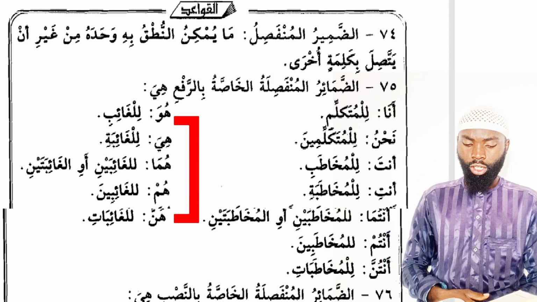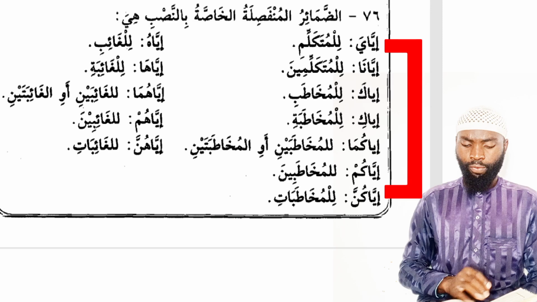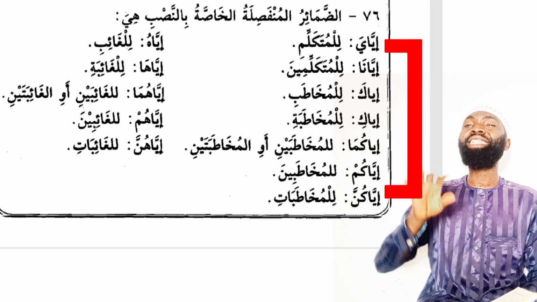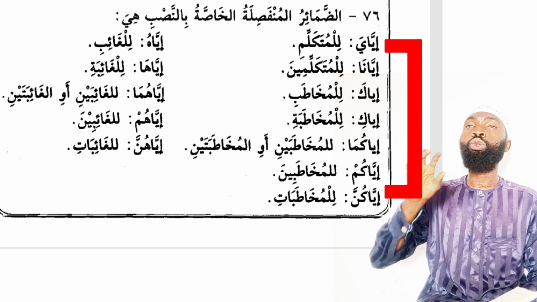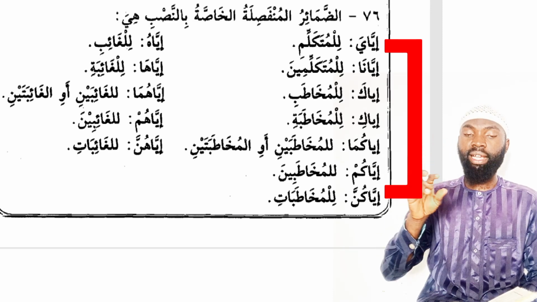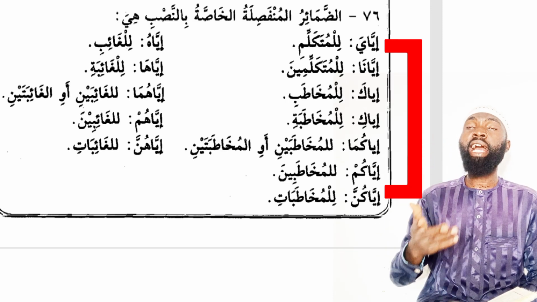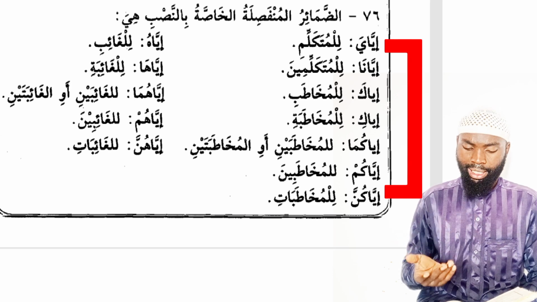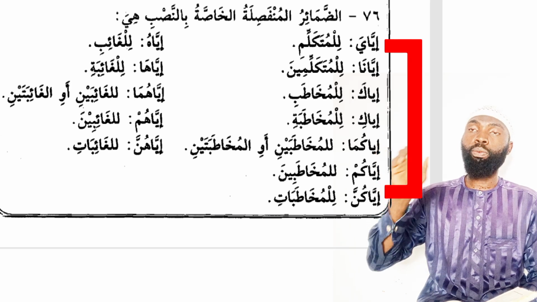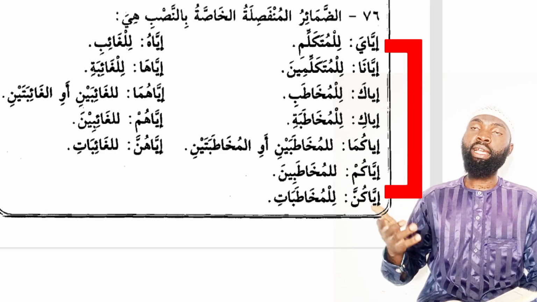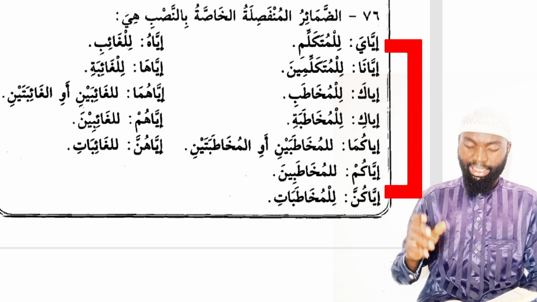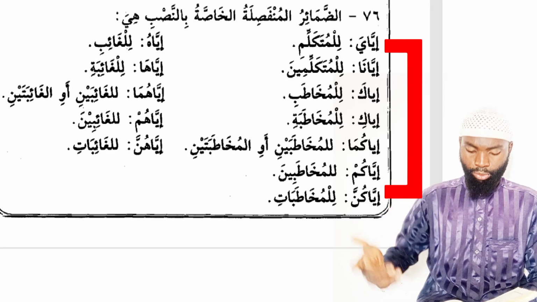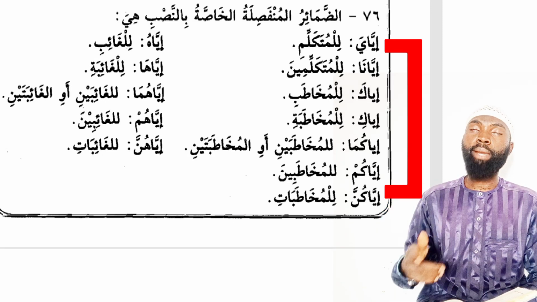Now the third rule says: the detached pronouns specific to the accusative. The pronouns which are specific and used only in the accusative case are iyaya, which is used for the speaker, iyana for the speakers, lil mutakallimin, iyaka lil mukhatab for the second person male, iyaki lil mukhatabah for the second person female, then iyakunna lil mukhatabati for the second person females, then iyahuma lil ghaibaini or lil ghaibatain.